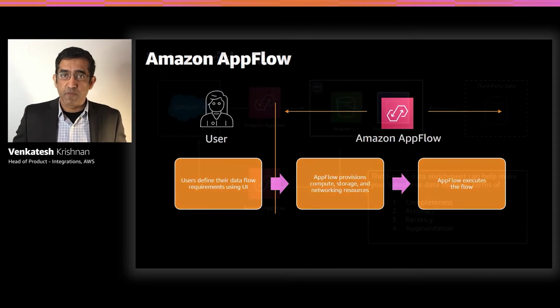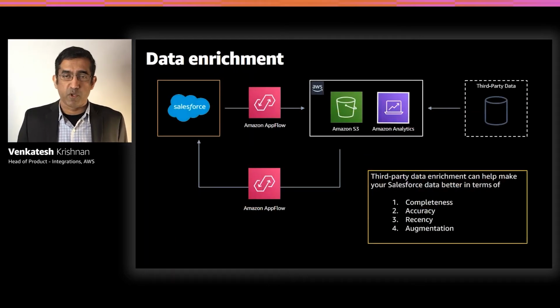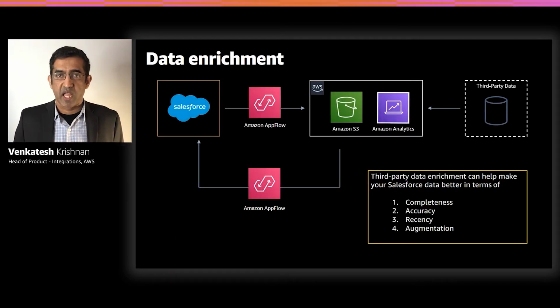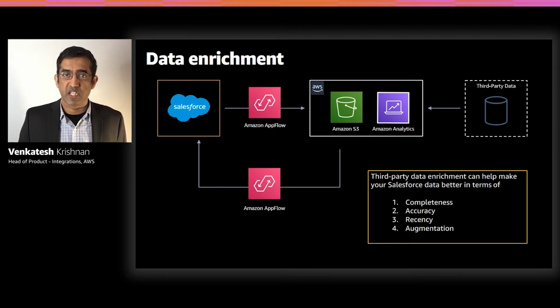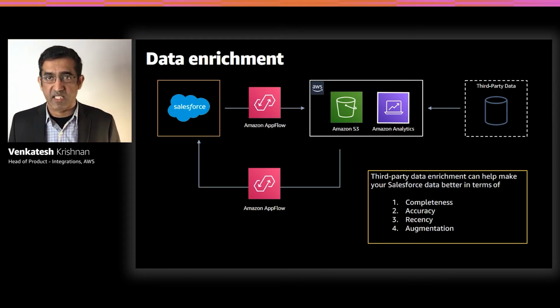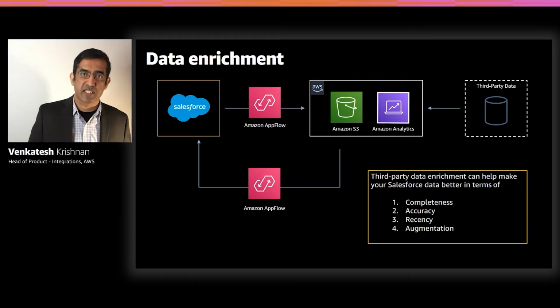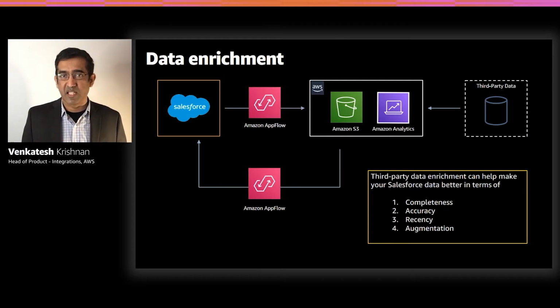AppFlow not only enables you to bring data into AWS from all these sources and use them with other AWS services, it also helps you take the data, like for example, you perform analysis and you generate insights in AWS. You want to be able to take this data back into these SaaS applications because typically they are the source of engagement. They are the system of engagement for your CRM administrators or for your sales agents. So AppFlow is built for bidirectional data transfer.